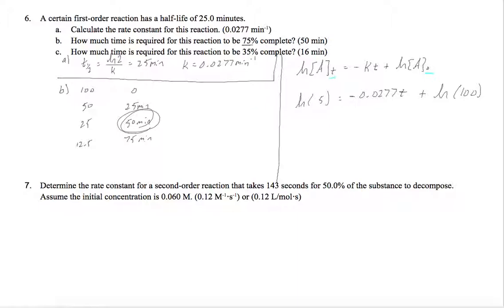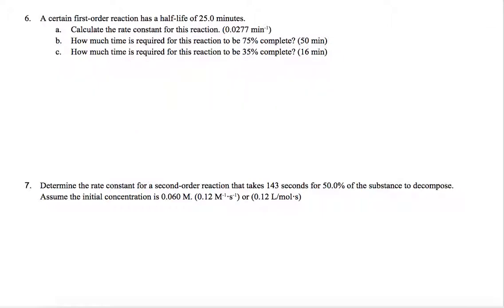Oops. 65, because we have 35% complete. This is letter C. And we can plug everything in. We end up with the time is equal to, oh yeah, 16 minutes. That's right here. Derp. So there you go. All right, erase here, click through.